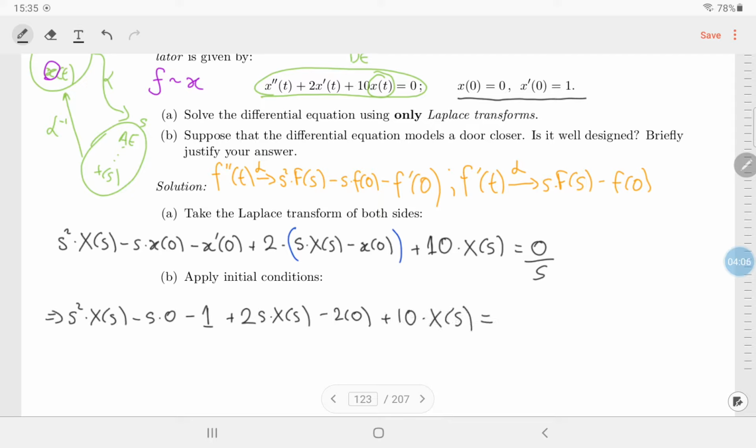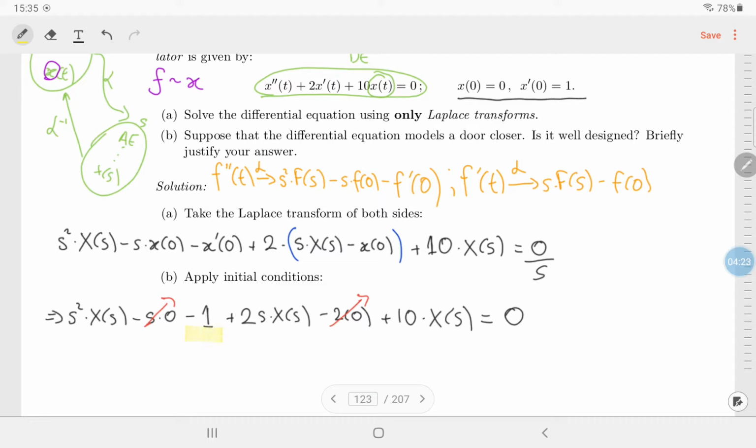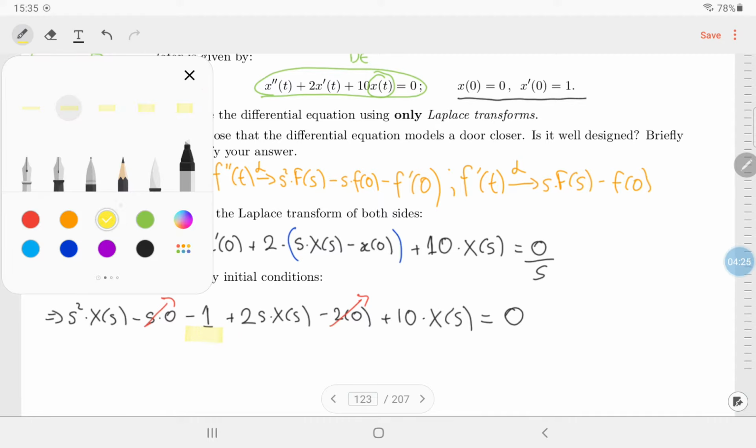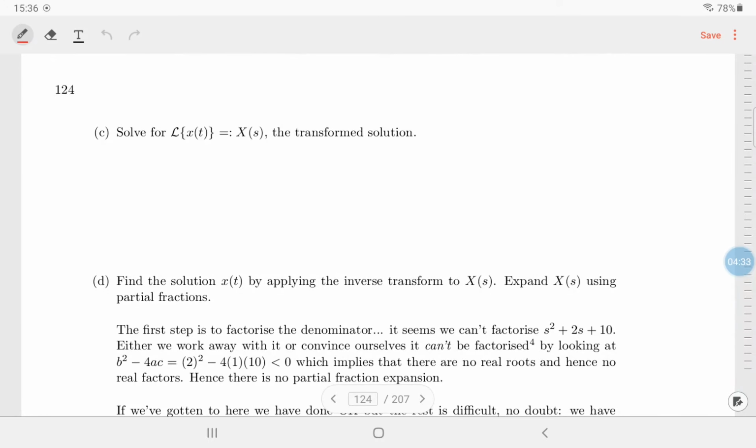Now we're trying to solve this for big X of s. That's 0, that's gone, that's 0, that's gone, and all we have to do really is just add that 1 to both sides if we want to get all the x's on the left. So that's what we're going to do on the next page. So we're going to add 1 to both sides. Hopefully I can remember the rest of it.